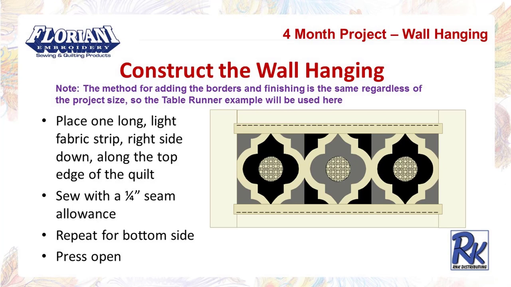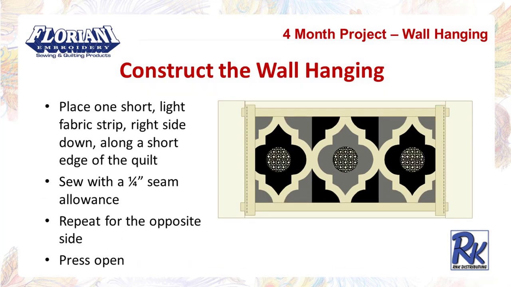So first you want to place one long light fabric strip right side down along the top edge of the quilt and sew it with a 1/4-inch seam allowance and repeat for the bottom side and then press that open. So next you'll want to place one short light fabric strip right side down along a short edge of the quilt and sew it down with a 1/4-inch seam allowance, repeat it for the opposite side and then press both of those open.